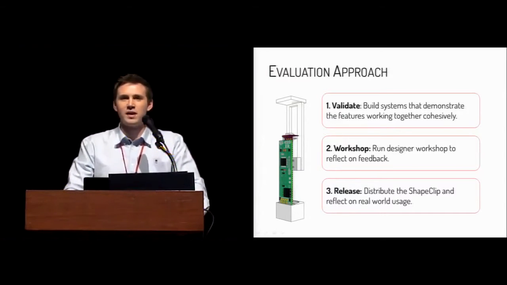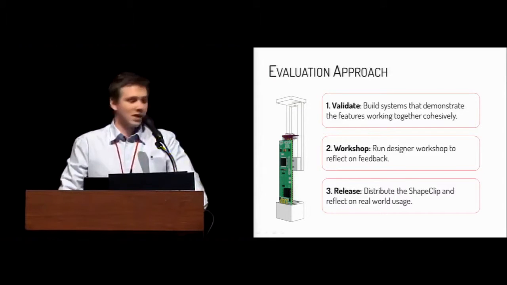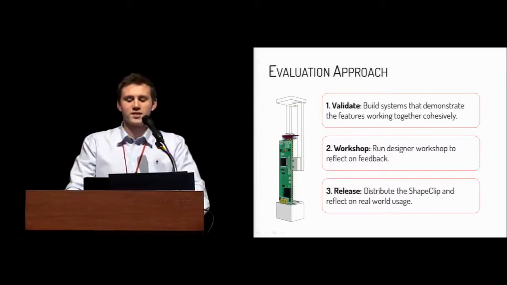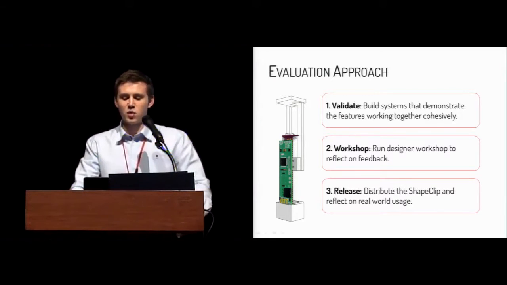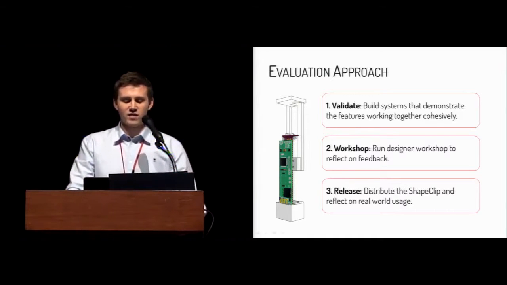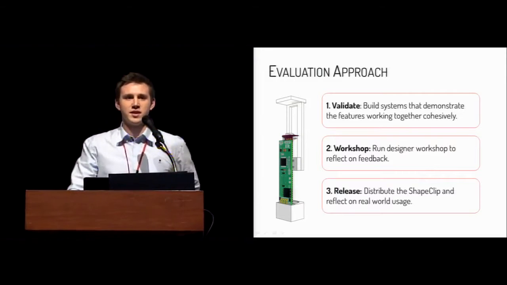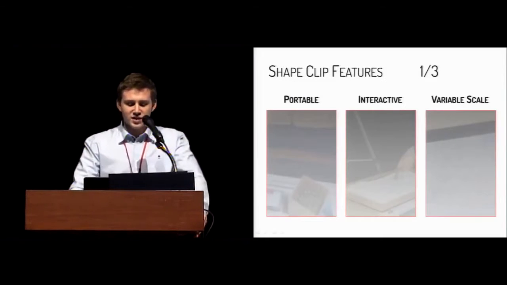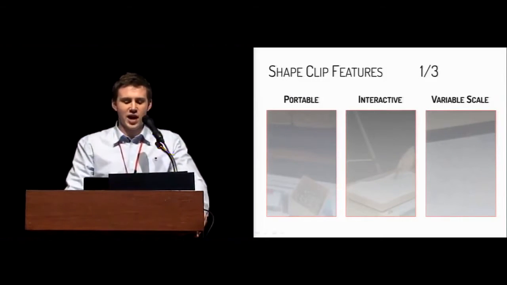But before we could get to that stage, we wanted to first validate the design and make sure it was something useful. And we did this in 3 ways. Firstly, we wanted to make sure they worked together cohesively, that all the features worked and that there's a well-defined scope for these things. Secondly, we wanted to run a designer workshop to make sure that they were appropriate for the user community they were targeting, that they could pick up and construct their own ideas. And lastly, and this is kind of ongoing, we wanted to distribute the ShapeClip and reflect on the real-world usage of it. So to do the first one, we've got a number of features enabled by the ShapeClip.